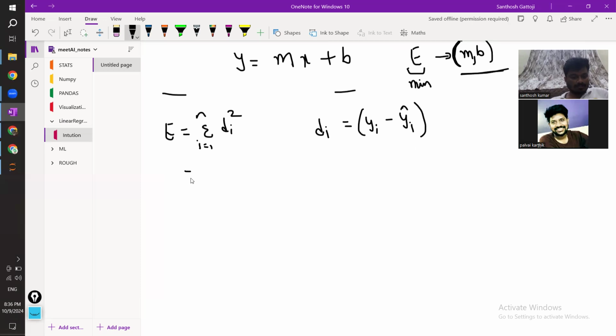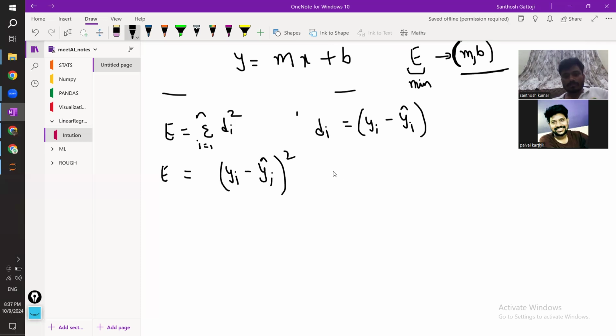So if I try to replace it over here, I'm not writing this summation every time, but just understand summation is there. So I'm just saying now E will be di square. That means yi minus yi hat whole square. Clear? But now if you see here, what is this yi hat?